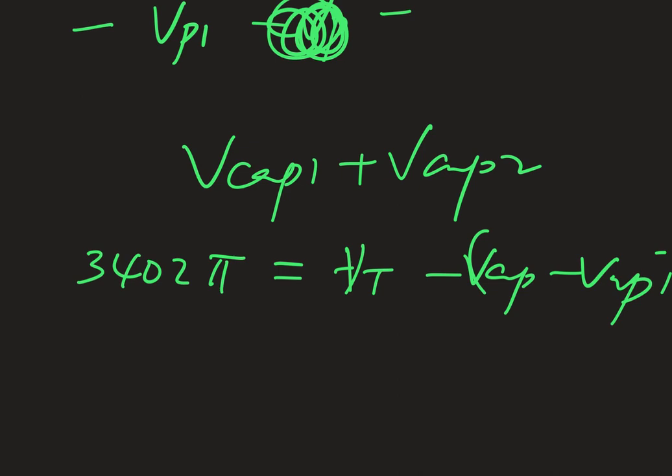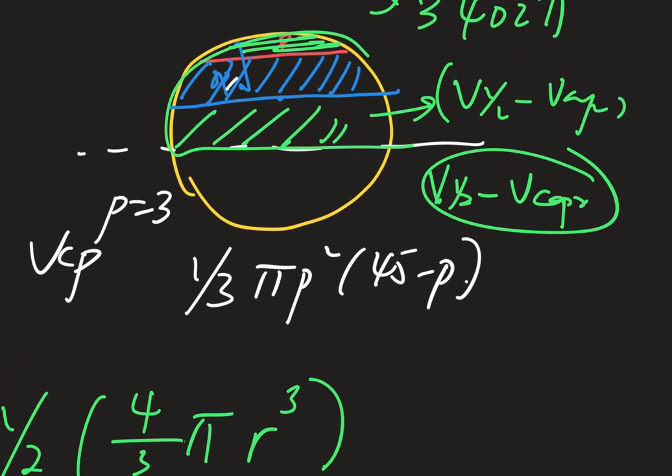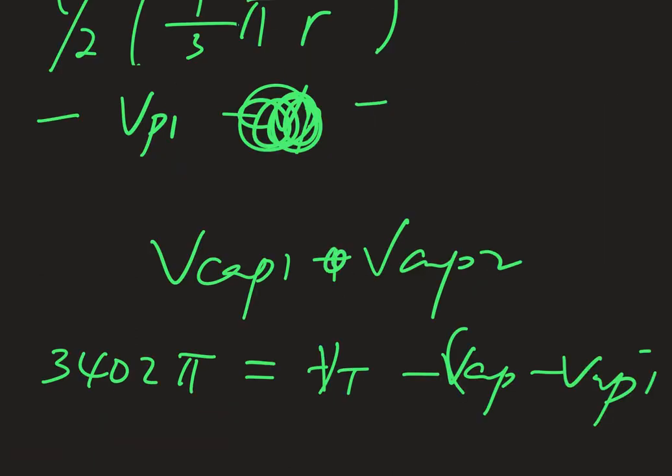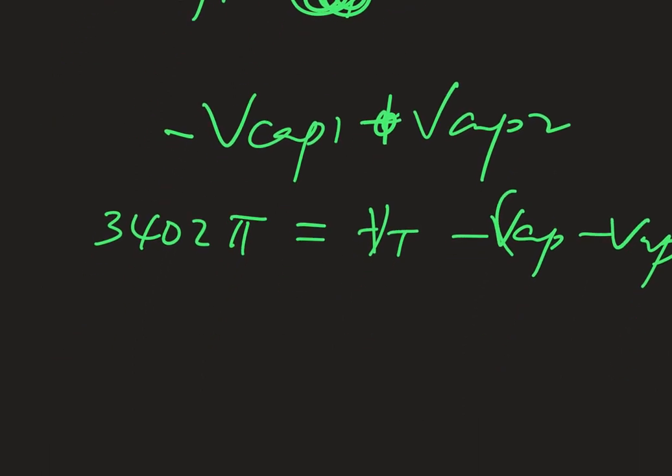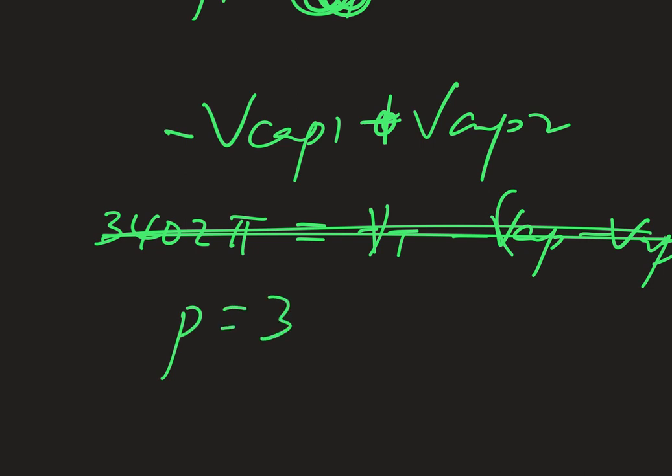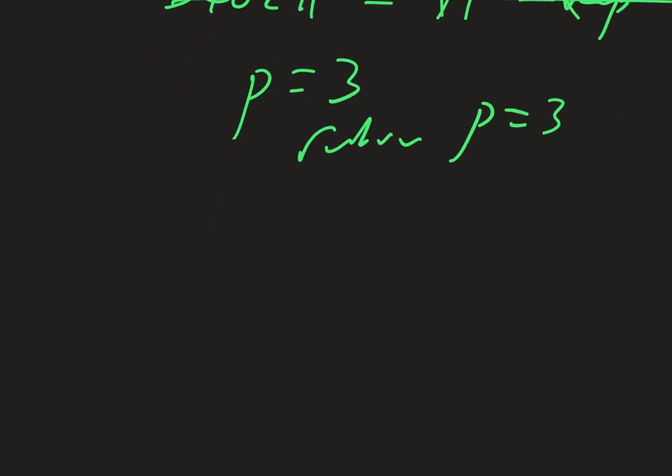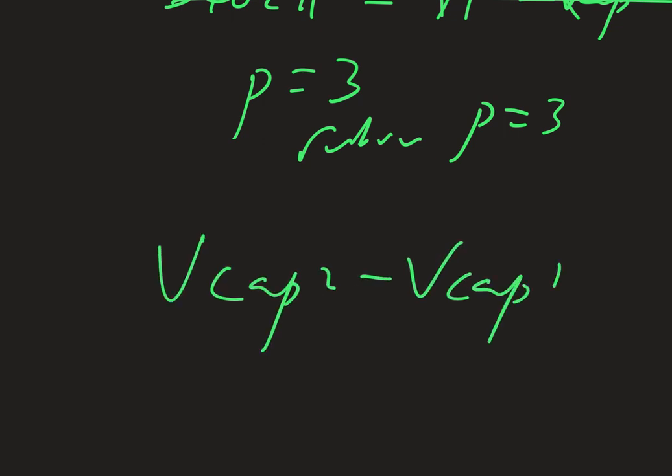So this is V cap 2 minus V cap 1. So what we have here is that P equals 3. So you just sub in P equals 3, then V cap 2 minus V cap 1 will do. And what will be the volume? Okay, easy peasy.